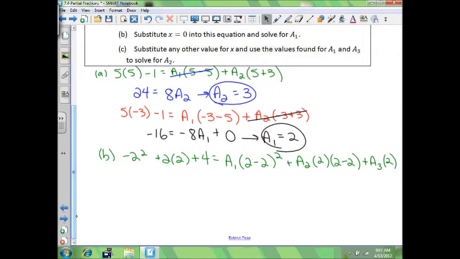To do this here, this will be negative 4 plus 4 plus 4, so these two will cancel out. We're left with 4. This goes to 0. That goes to 0. So we're left with 2 a sub 3. That means a sub 3 will equal 2.